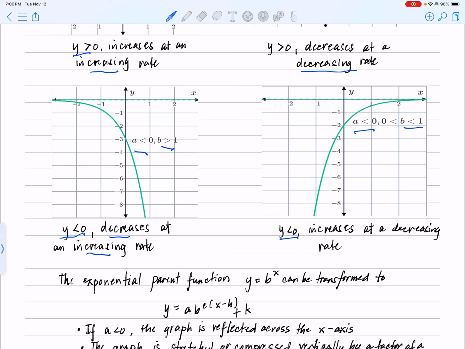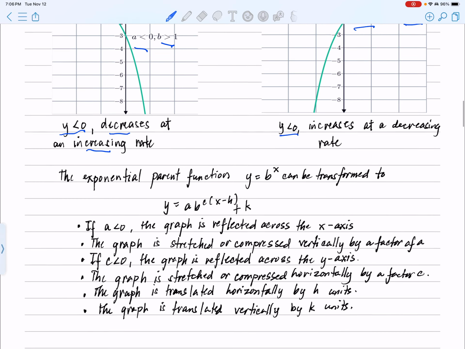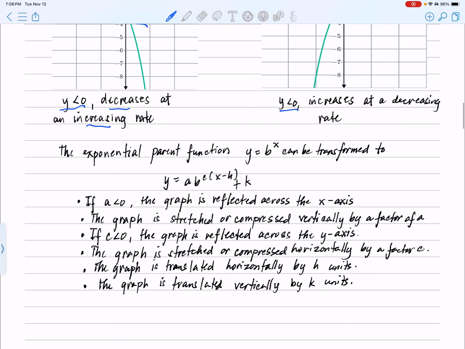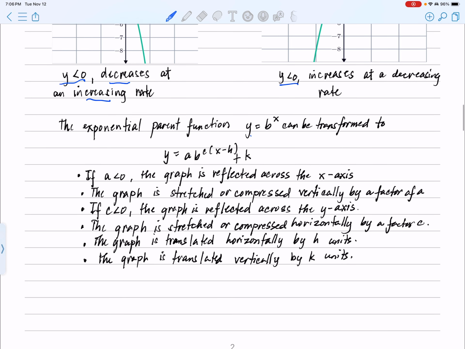All right. What else do we need to know? The exponential parent function, y equals b to the power of x, can be transformed to y equals a times b to the power of c times (x minus h) plus k. There is a transformation going on here.